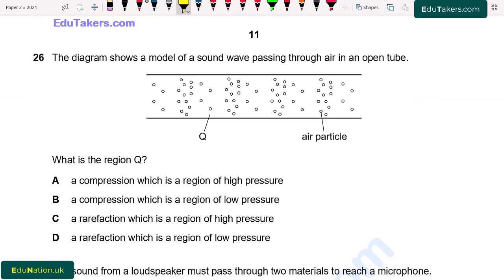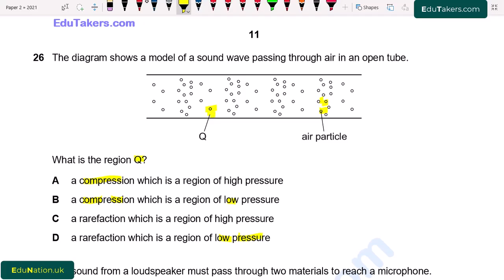Question number 26. The diagram shows a model of a sound wave passing through air in an open tube. Here is a diagram which shows sound passing through the air, and these are the particles. What is the region Q? A. A compression, which is a region of high pressure. B. A compression, which is a region of low pressure. C. A rarefaction, which is a region of high pressure. D. A rarefaction, which is a region of low pressure.